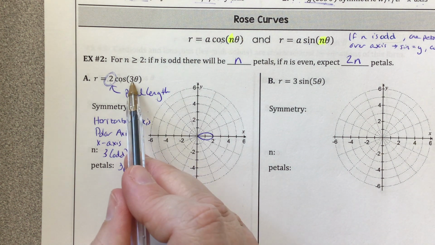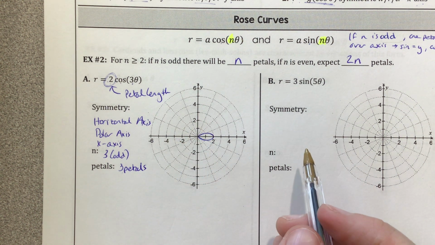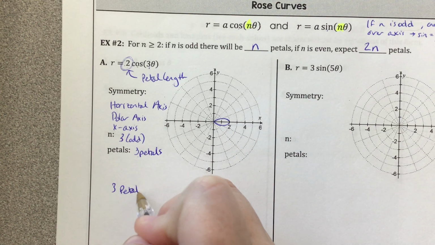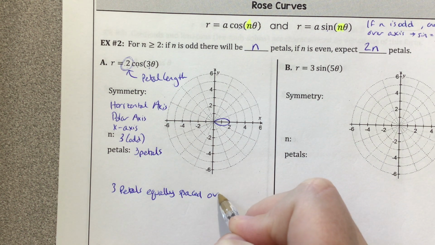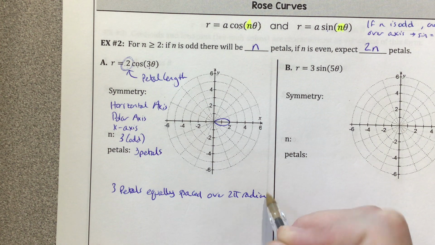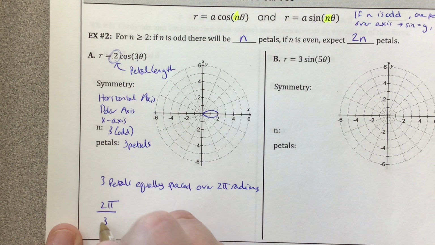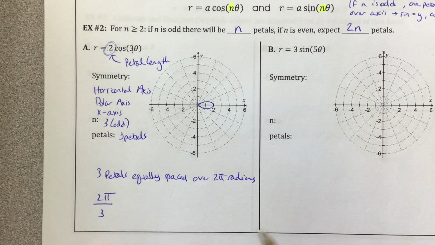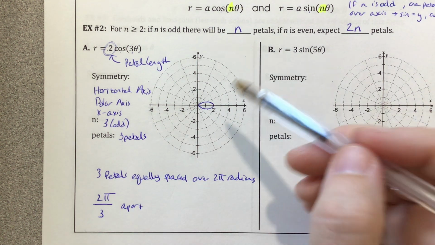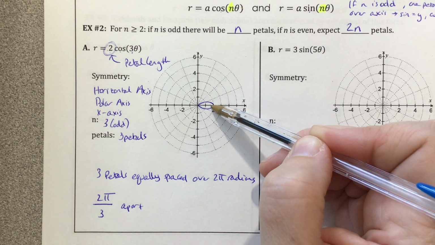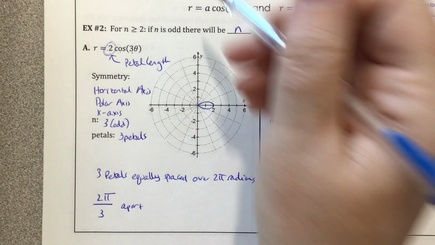There are 3 petals in total that will be equally spaced around this graph. We have 3 petals equally spaced over 2 pi radians. So then how far should I go to get to the next petal? Well, if I take those 2 pi radians and divide it up among those 3 petals, all of those petals will be 2 pi over 3 radians apart. So the tip of this petal was at 0 radians, so the next one will be at 2 pi over 3 radians, which is going to be over here.